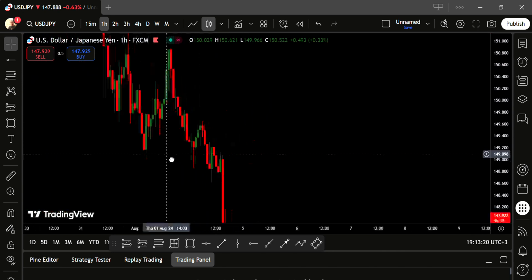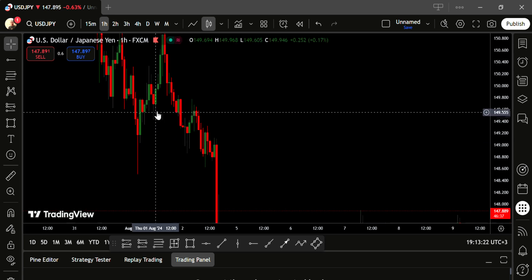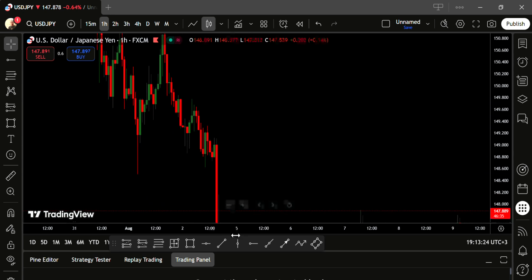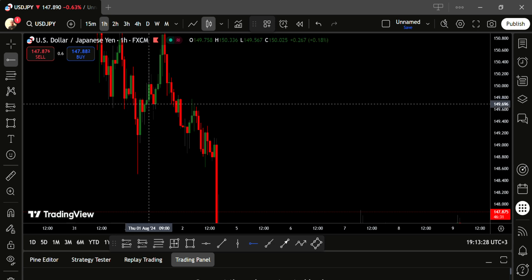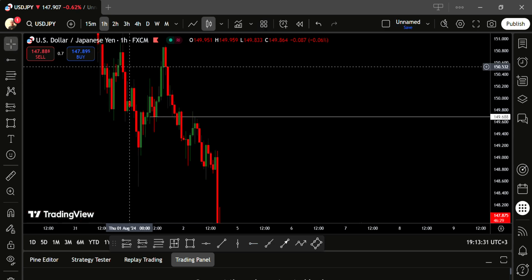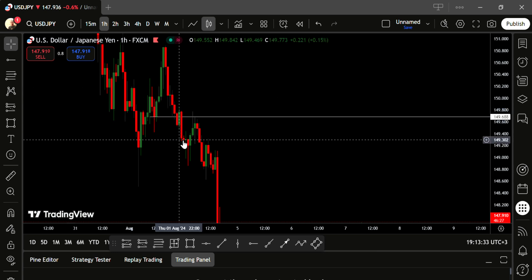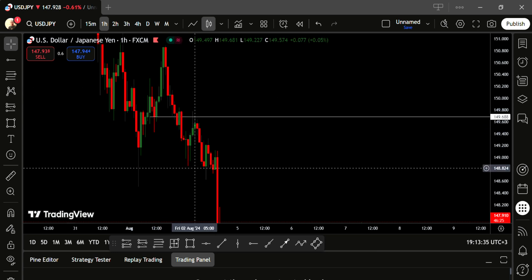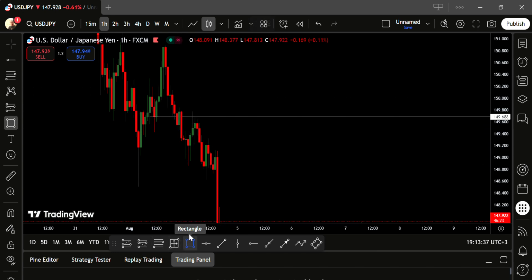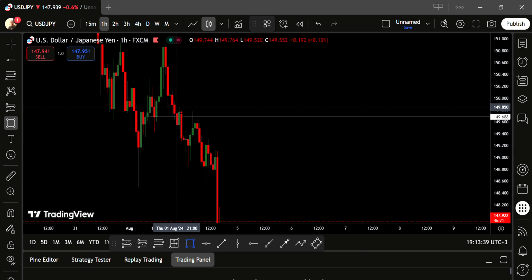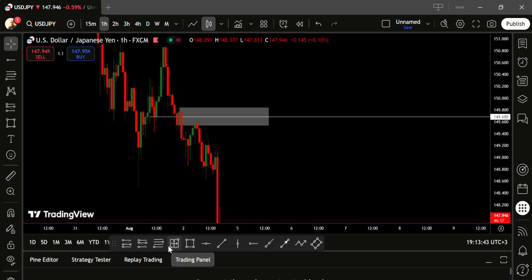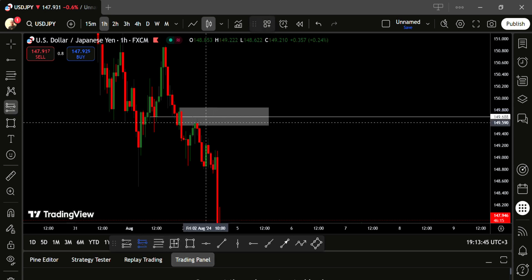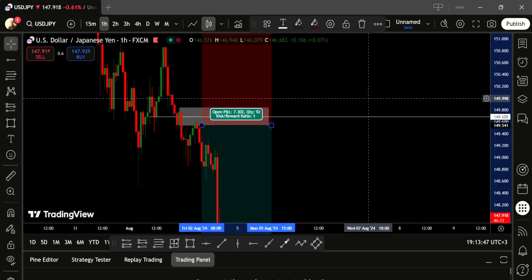Not seeing any here. There is one here. Mark it well. So this is support broken with the demand zone, then makes a low. So you mark the demand zone like that. Put your sell entries there.